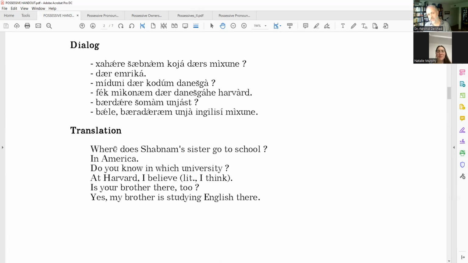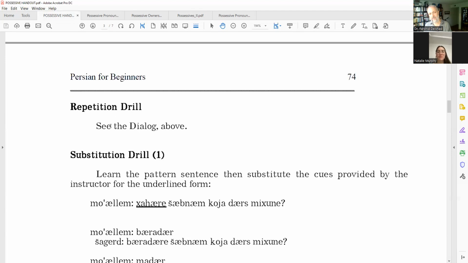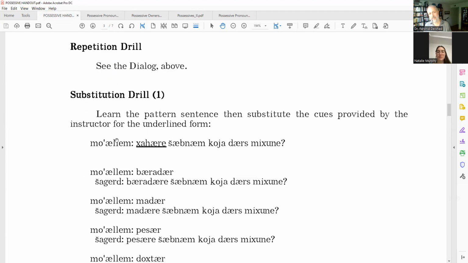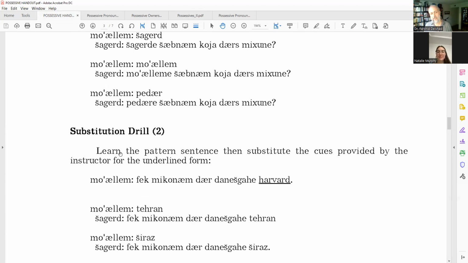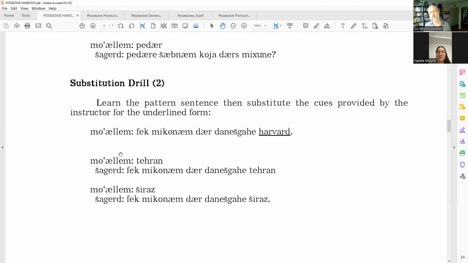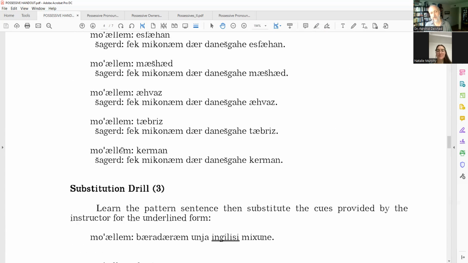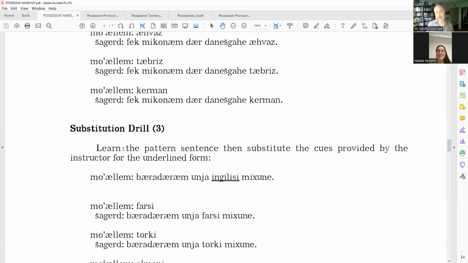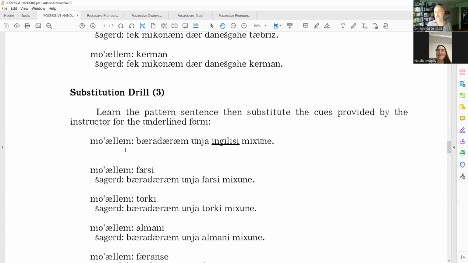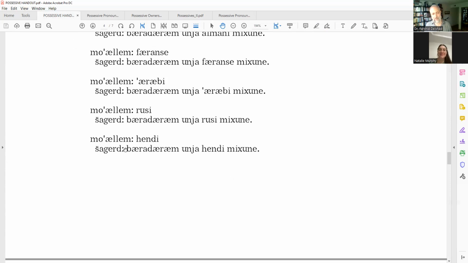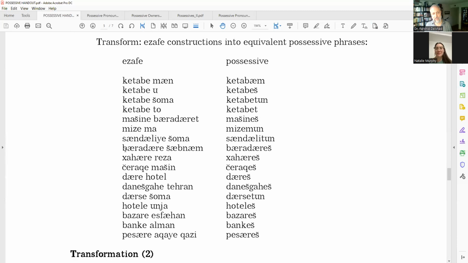You have a translation of the dialogue. You have a repetition drill, and then you have a substitution drill, what you could do if you don't want to do another one. And then you have a substitution drill 2. You can also think about how you would say those phrases in Persian, in colloquial form. That's it, in fact, and I think for today's session, you're good.